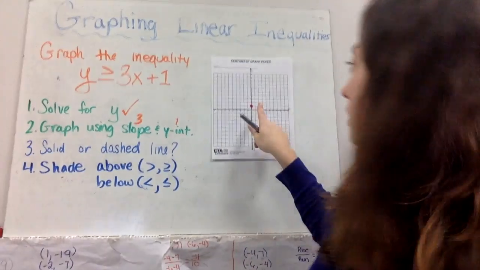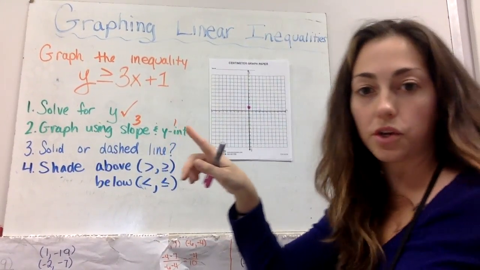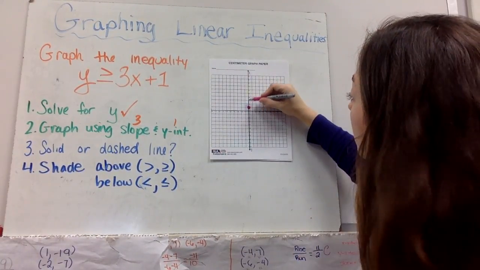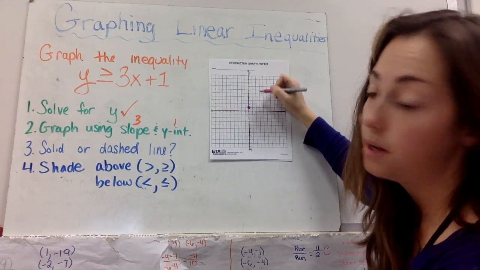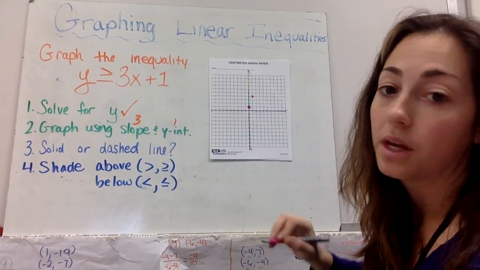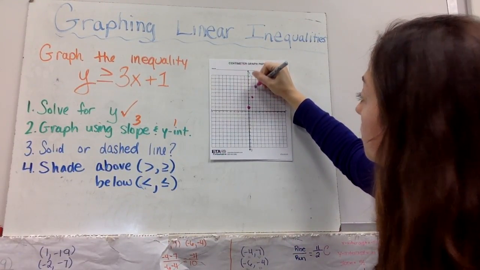So from this y-intercept of 1, I then use my slope. Sorry, shaking. Okay, I go up 3. Because it's positive, I go right 1, because 3 is 3 over 1. Plot another point. And then I do it again. Up 1, 2, 3. Plot another point.